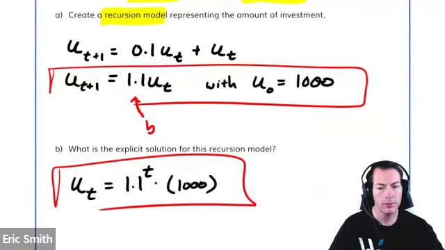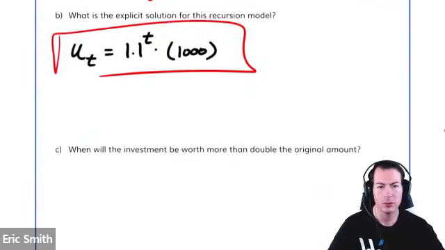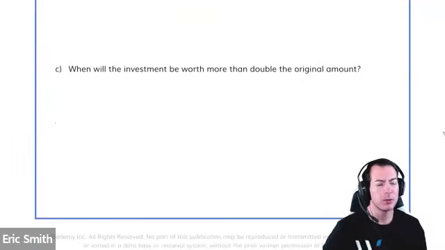Okay, so we have two different ways of describing the same situation. Let's think carefully when we get to part C here. Part C says, when will the investment be worth more than double the original amount? So we have two equations that we can work with. We have a recursive one, we have an explicit one.